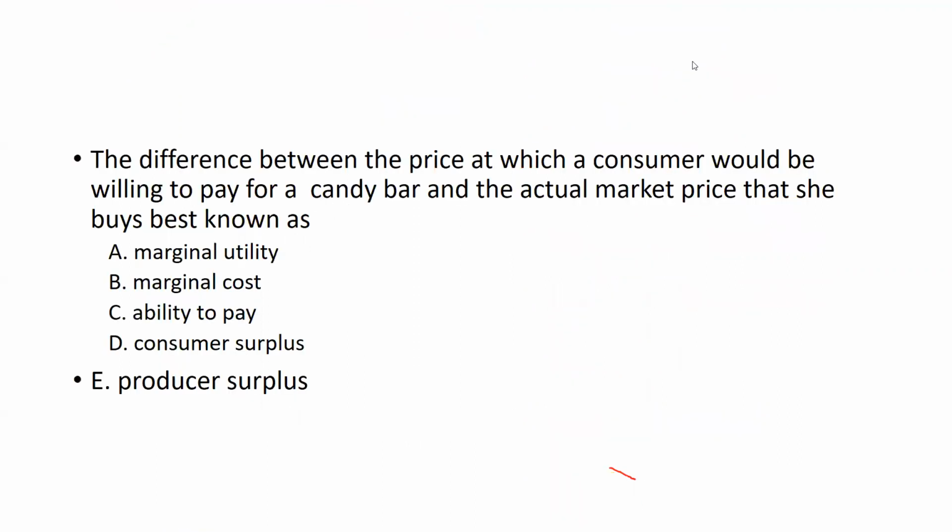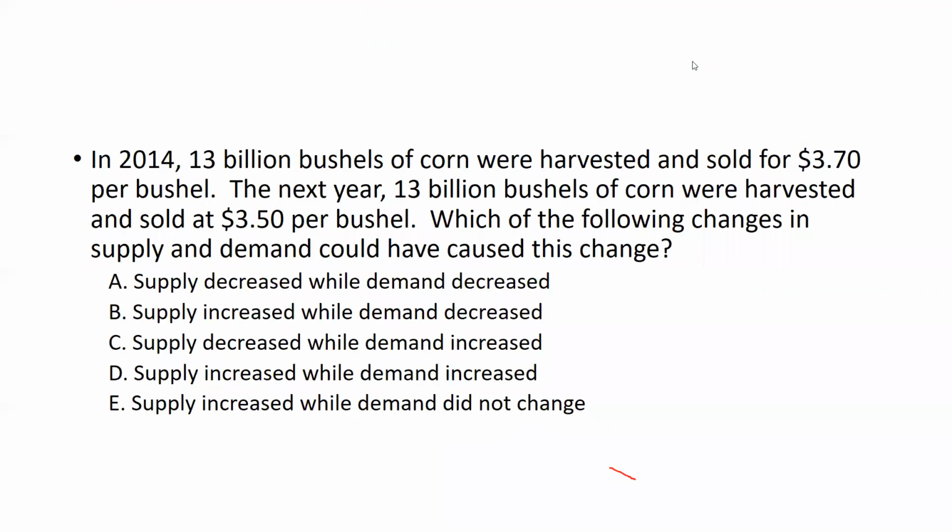Okay. All right, the difference between the price at which a consumer would be willing to pay for a candy bar and the actual market price that she buys is best known as. All right, this is the definition of D as in dogwood, consumer surplus. All right, this sometimes tricks guys up. So make sure you pause here and think this out.